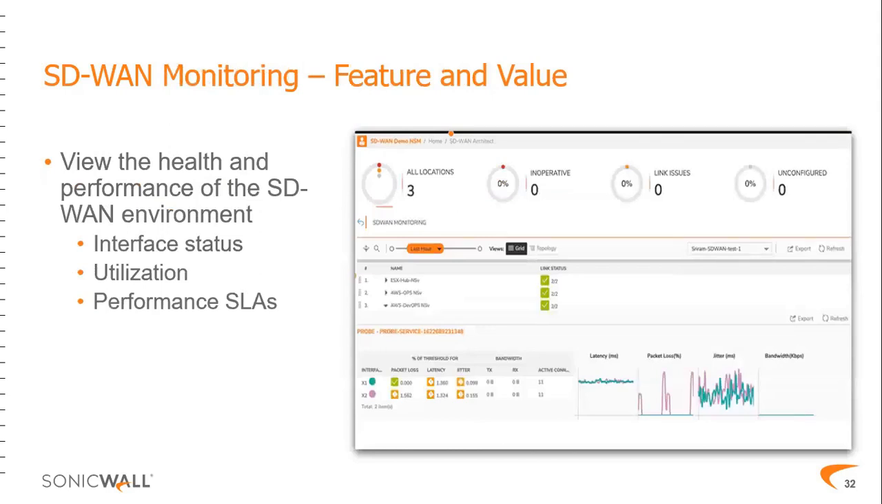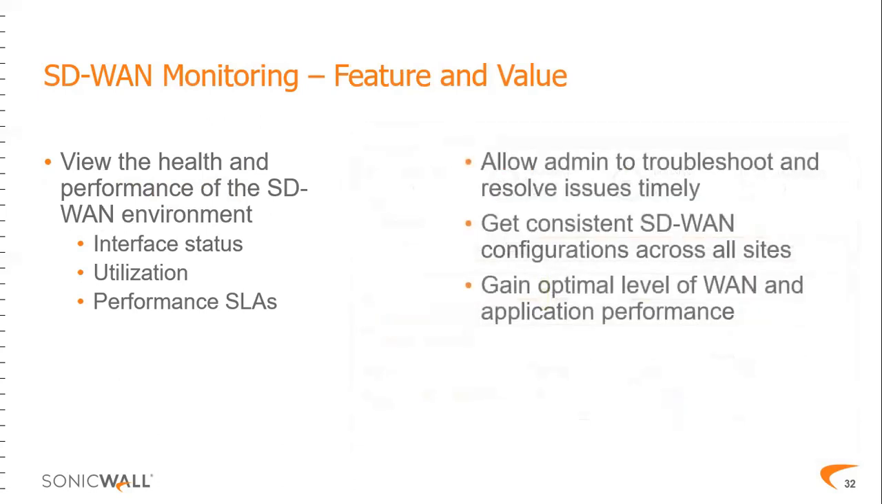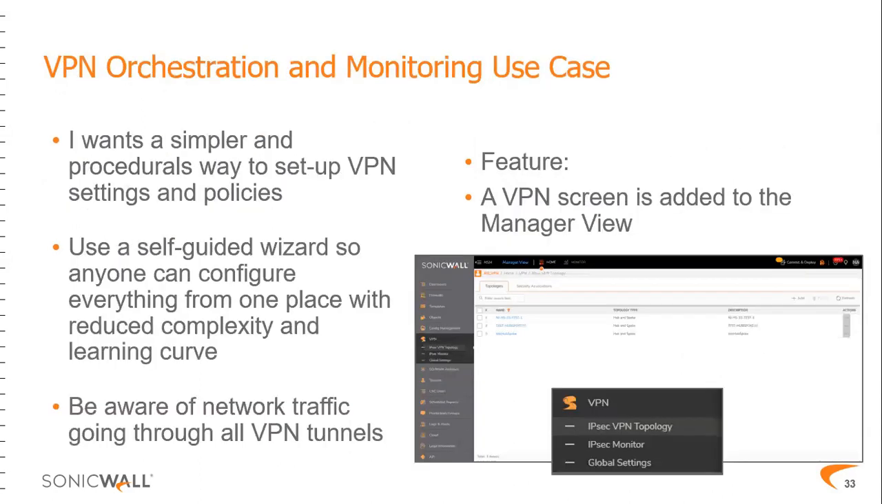So this is the SD-WAN monitoring. You can see the interface status, the utilization, and the performance SLA. This is an example screen showing the monitoring features. Also, it allows you, the admin, to troubleshoot and resolve issues in a timely manner. So you will get consistent SD-WAN configuration across all the sites. Also, it can gain the optimal level of WAN and application performance.